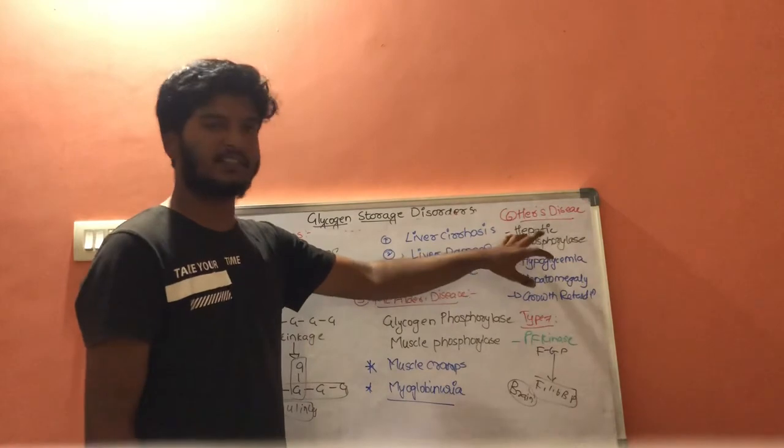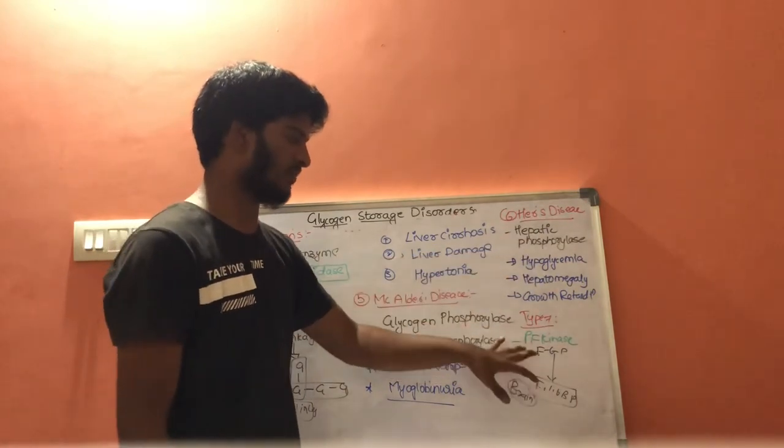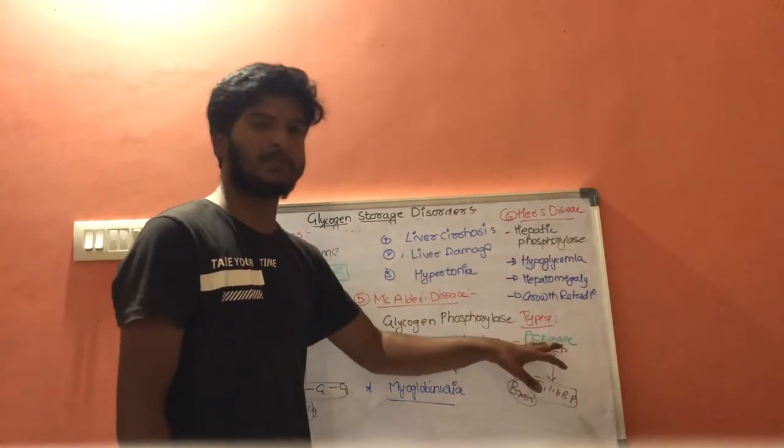and the sixth one is Hers disease, and the seventh one is because of deficiency of phosphofructokinase.